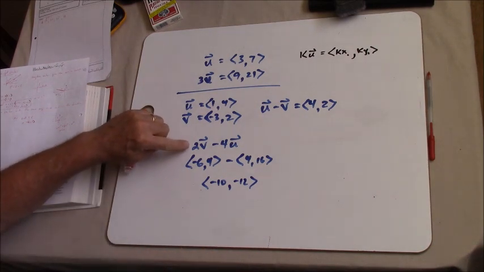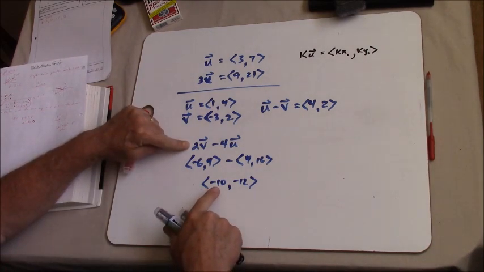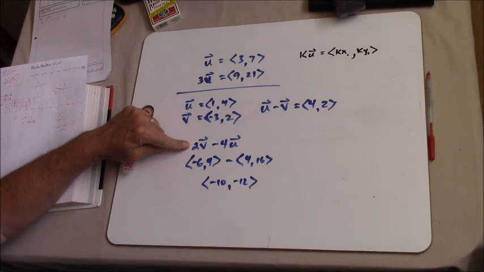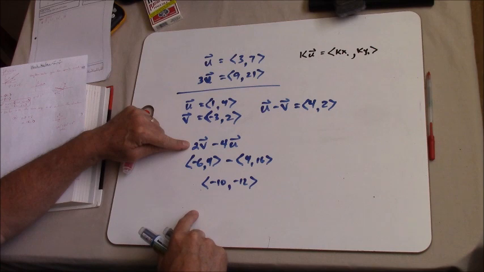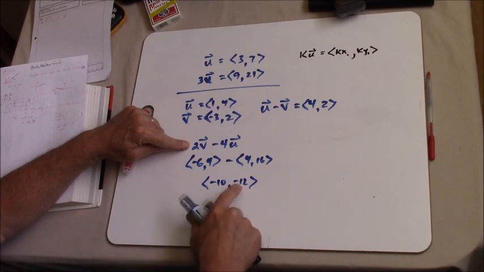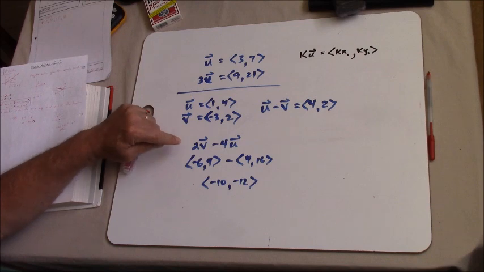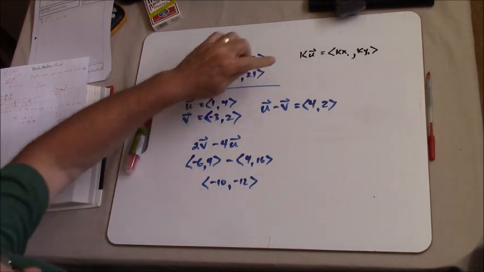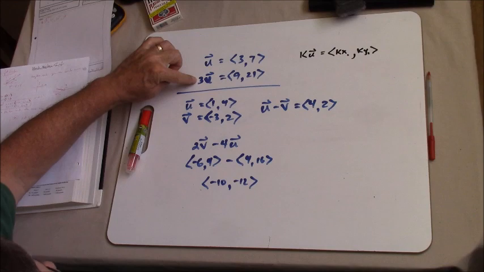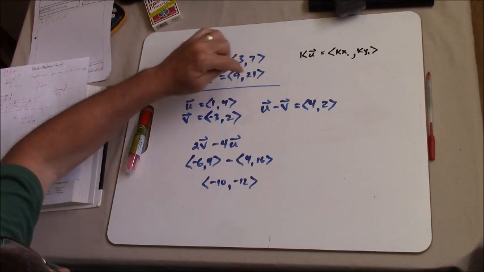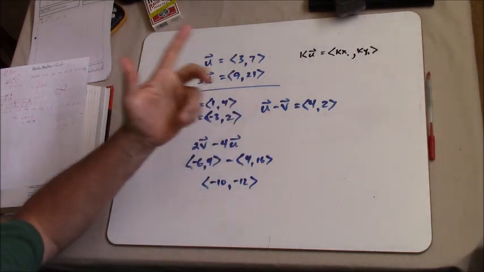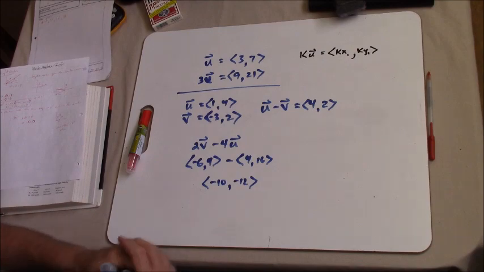If they ask me to find the magnitude of this, square root of x squared plus y squared. If they ask me to find what direction, theta equals the inverse tangent of y over x. Alright, so we just need to get those two extra pieces. If you multiply a vector by a number, you multiply both pieces by that number, and subtracting really is just the same as adding. Okay?